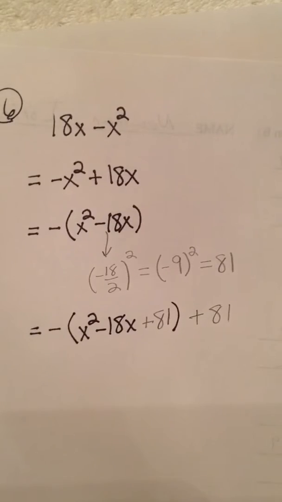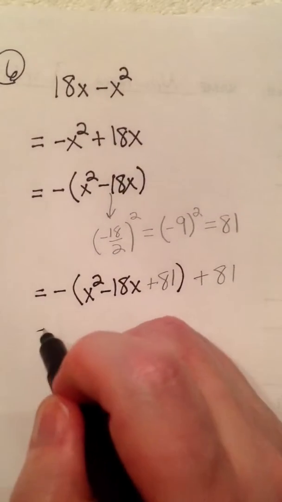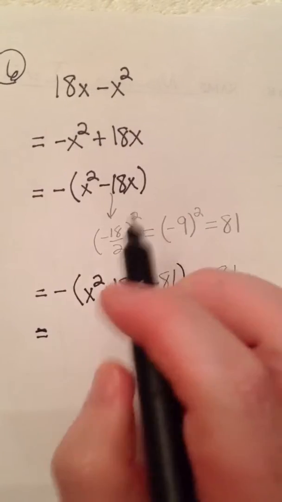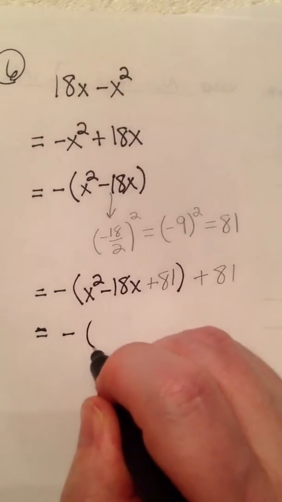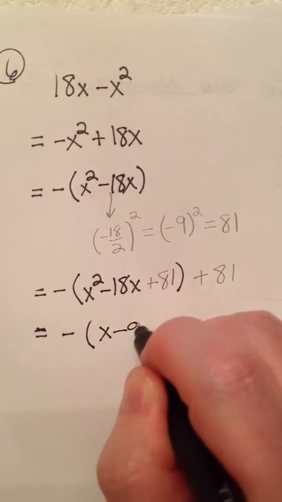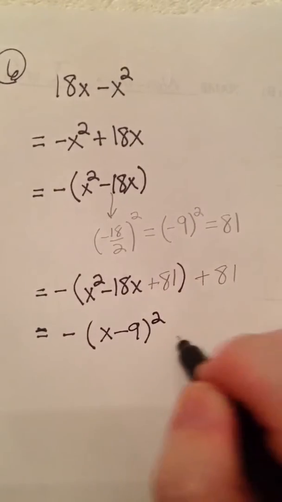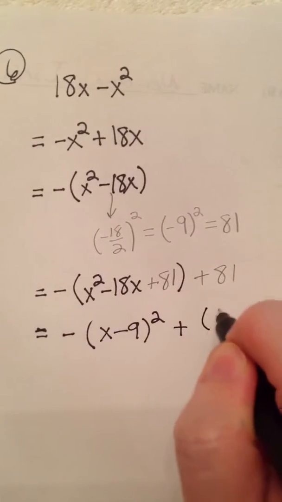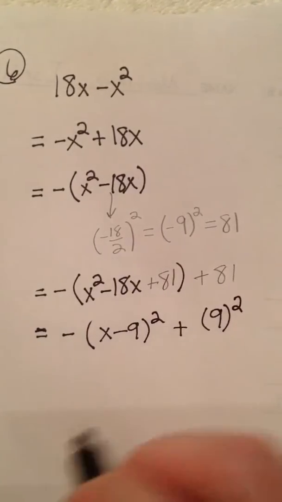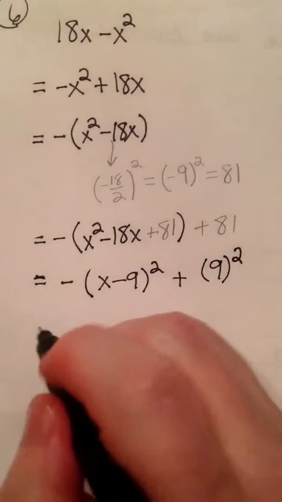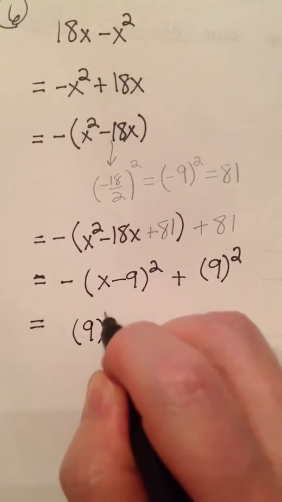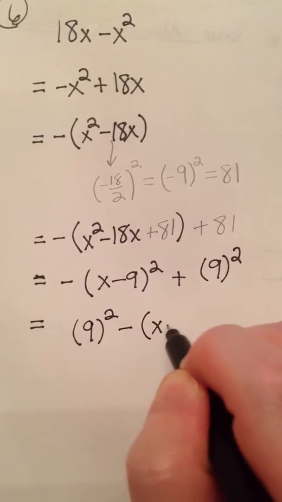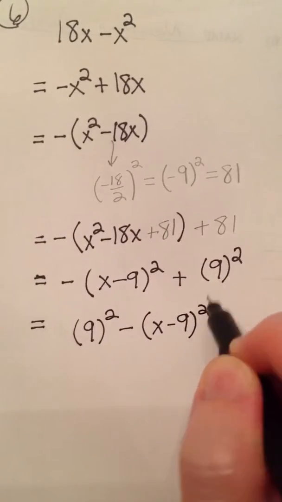And now for our trinomial, we're looking at the negative of the quantity x squared minus 18x plus 81, so that is the negative of the quantity x minus 9 squared, and 81 is the square of 9. As we write this up, this time with the constant at the front, we have 9 squared minus the quantity of x minus 9 squared.